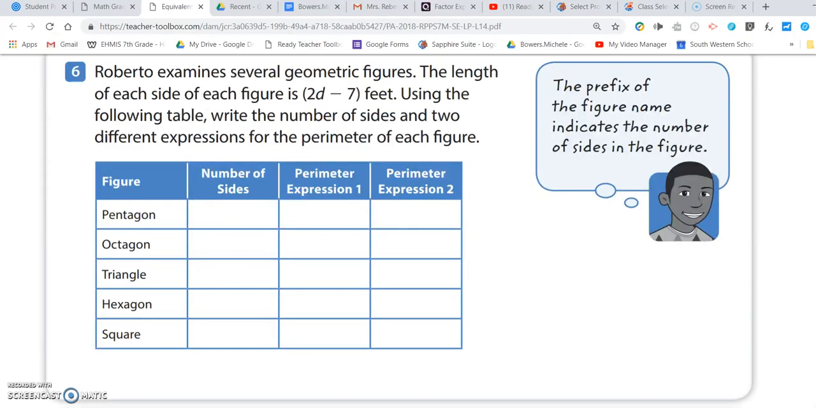The last hint I'm going to give you is for number 6, and it involves this table. So Roberto examines several geometric figures. The length of each side is 2d minus 7 feet. So using the following table, write the number of sides and 2 different expressions to find the perimeter of each figure. So what all of these shapes have in common is that their side length is 2d minus 7.